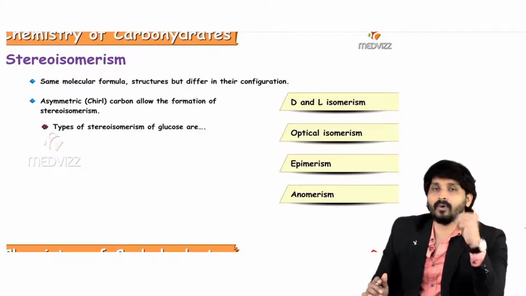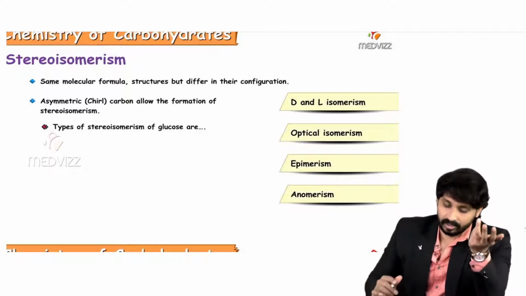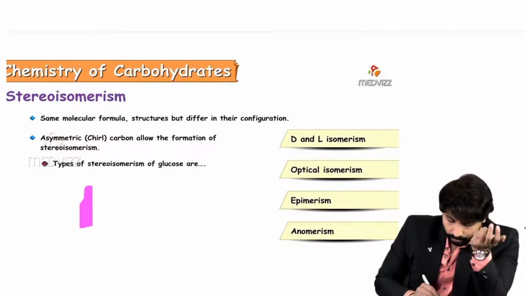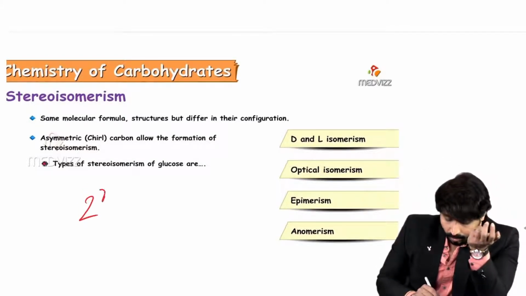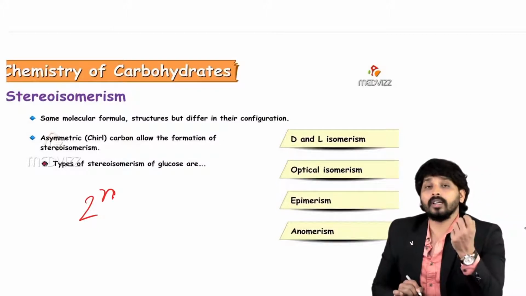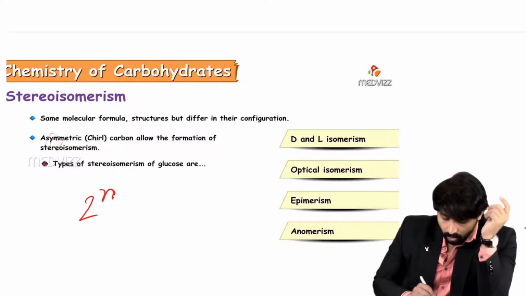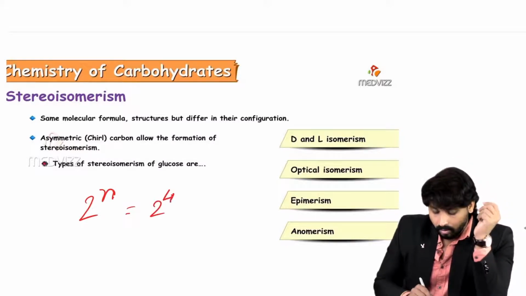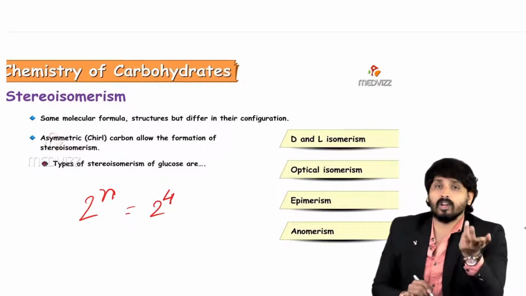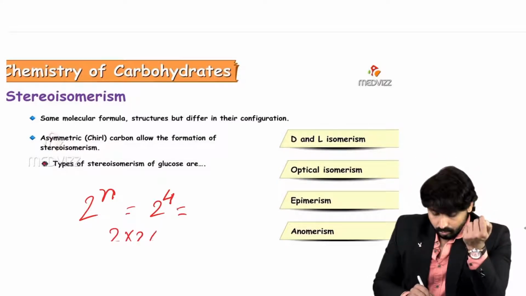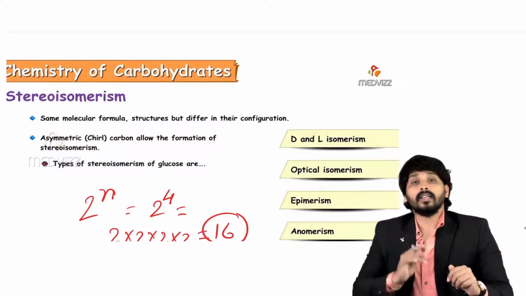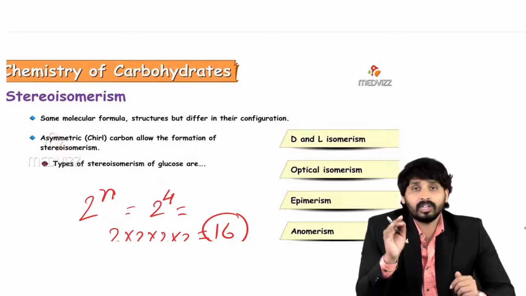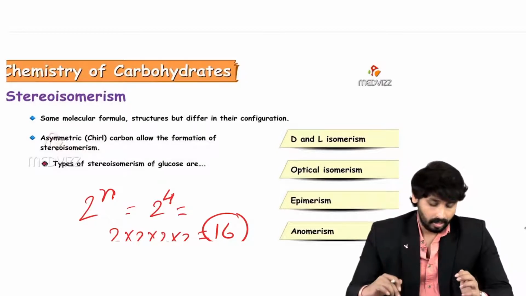There is a formula to calculate the number of stereoisomers, that is 2 to the power of n. As I have mentioned, glucose has 4 asymmetric carbons, so 2 to the power of 4. Calculate now how many stereoisomers one glucose molecule can form. 2 into 2 into 2 into 2: 2 to the 4, 4 to the 8 and 8 to the 16. So the total number of stereoisomers a glucose molecule can form is 16.